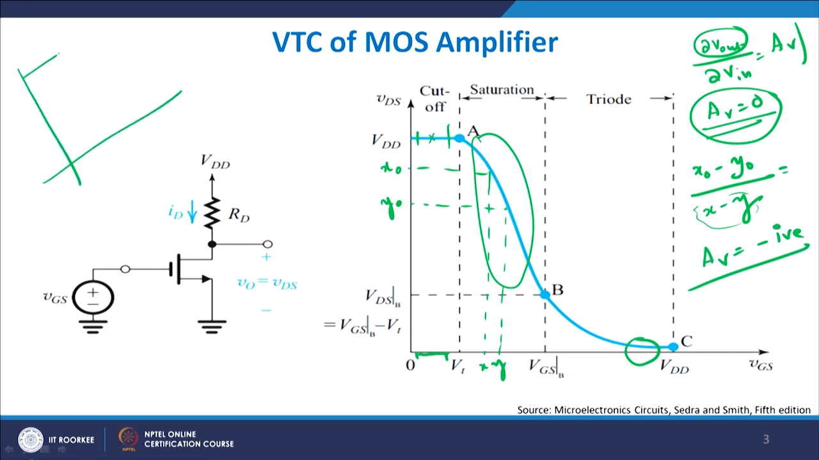Ideally, the VTC looks like this ideal one. This is equal to VDD here, and this also equals VDD here. This is VGS, this is VDS. If you bias your device somewhere here, I should ideally get AV equal to infinity, a voltage gain that is infinite. At this point, the output will be latched to 1, and at this point it is latched to 0. So it is almost working as a digital switch, and by application of external bias, I am able to switch it from this side to this side.